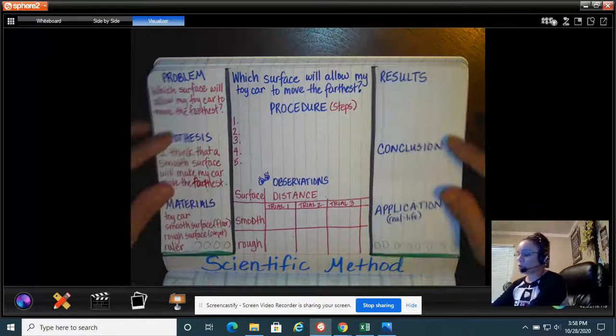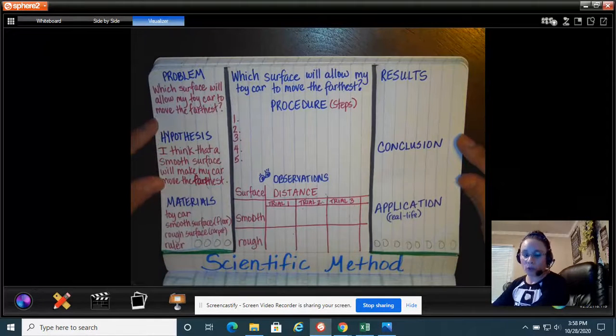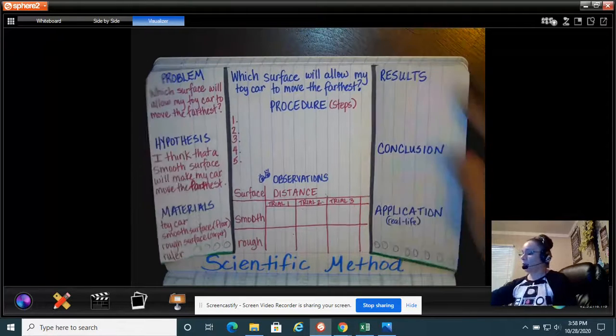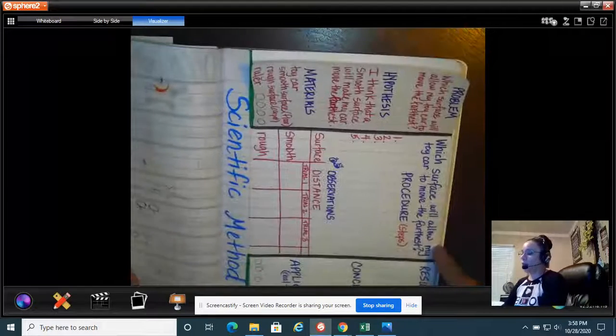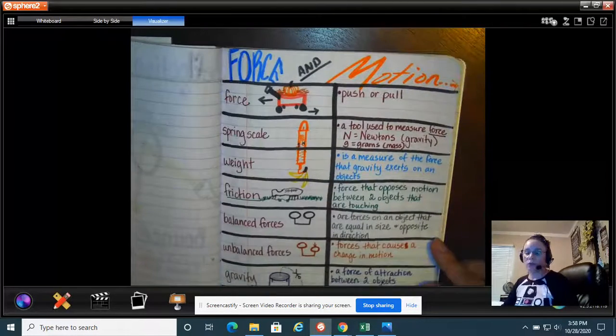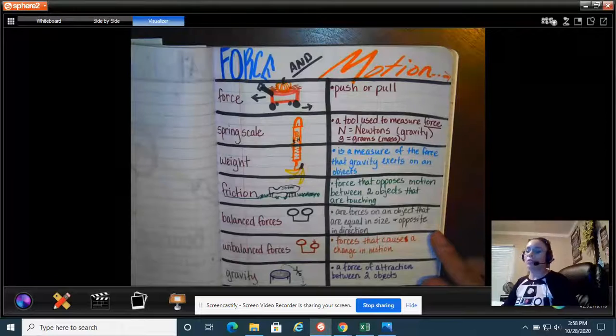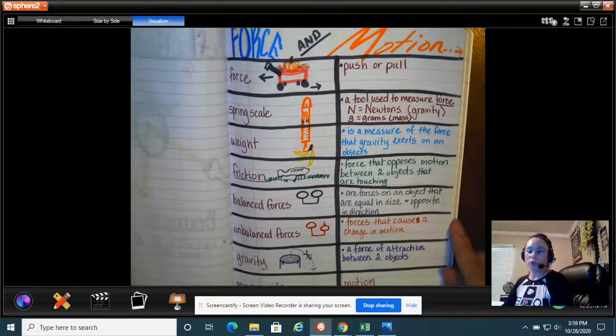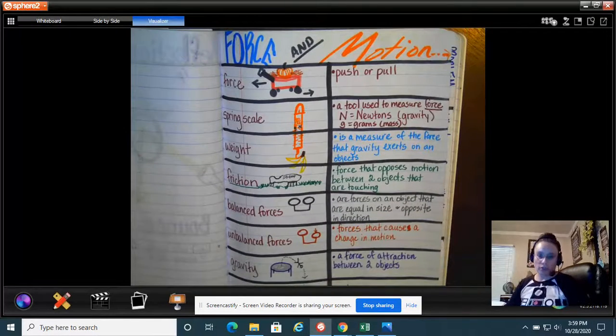So this is your mini trifold or your three-sided board for your experiment on Thursday. Okay. And you have your vocabulary for this week. So this is the update for week 2.4, force and motion. Thank you.